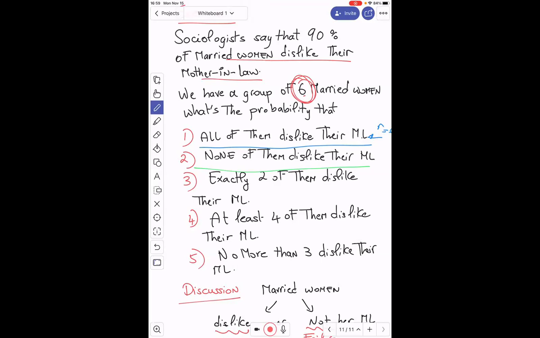The P doesn't change. The number of trials doesn't change. We still have the same group of 6 married women, right? So your N is still 6. But what changed here is the R, the number of successes. So how many successes do we need in this second question? Any guess?